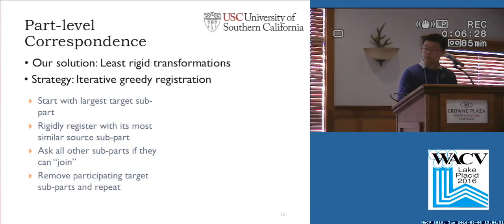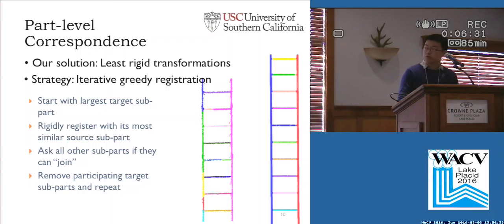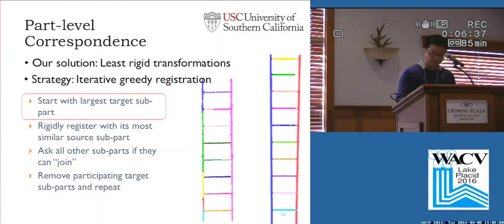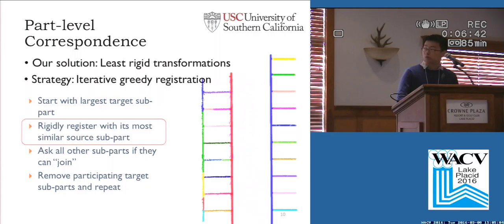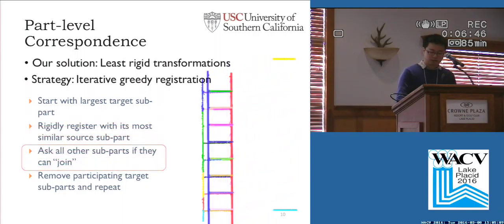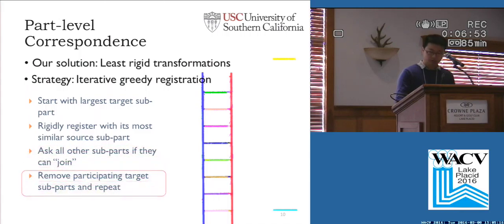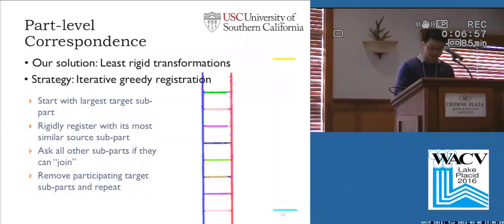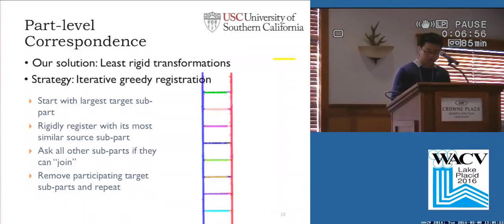Assume that we are going to find correspondence for two letters with different numbers of rungs. We start with the largest target subpart, which is the red side rail. Then we rigidly register it with its most similar source subpart. Then we ask all other subparts if they can join. If they can, they will be transformed together. This process will be repeated, and in later iterations, the remaining subparts will be handled correctly.